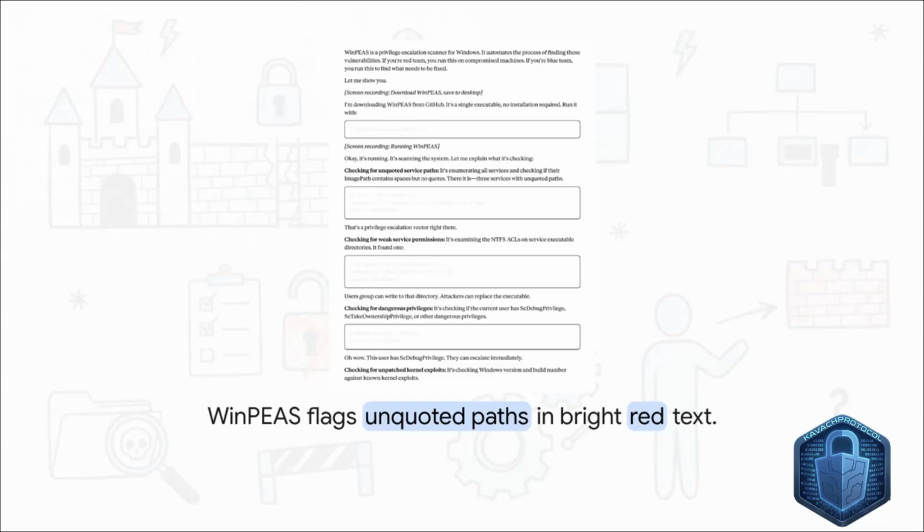It knows exactly what an unquoted service path looks like. It'll scan the services, see that missing quote mark and those spaces, and flag it in bright red text as vulnerable. It points out exactly where the system is weak.